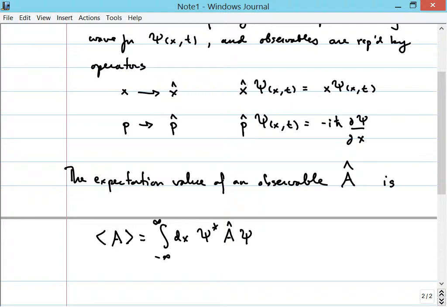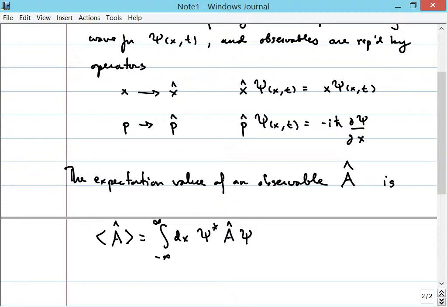So for example, the expectation value of x, the average value of x that one would compute if I gave each person in this class the same wave function and asked you to measure the position of the particle, I could average that. And the result would be the integral dx of the absolute value of psi squared times x. Or more generally, the expectation value would be the integral dx of psi star times A acting on psi.